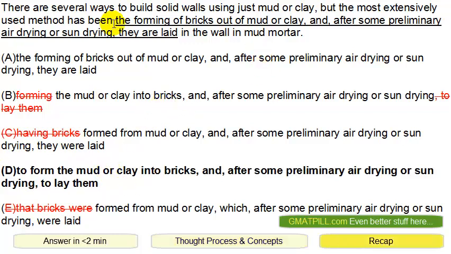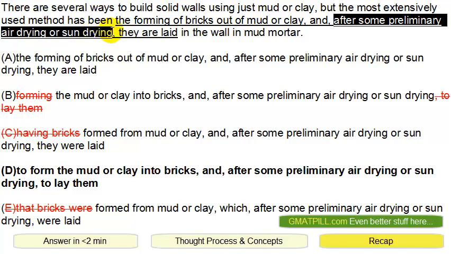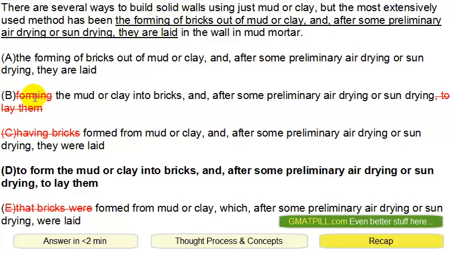As a recap, we have this sentence suggesting one method, but then this other method. And inside that underlined answer choice is a keyword and, so we just have to make sure what's on the left and the right are consistent. After some preliminary blah blah blah, this is just fluff. What we have to pay attention to are the verbs, which is forming this and to lay, which is inconsistent, and then to form and to lay. So that's good. That's why D is correct.